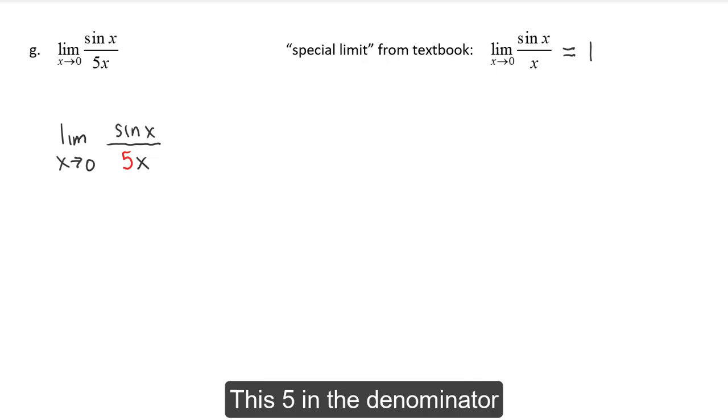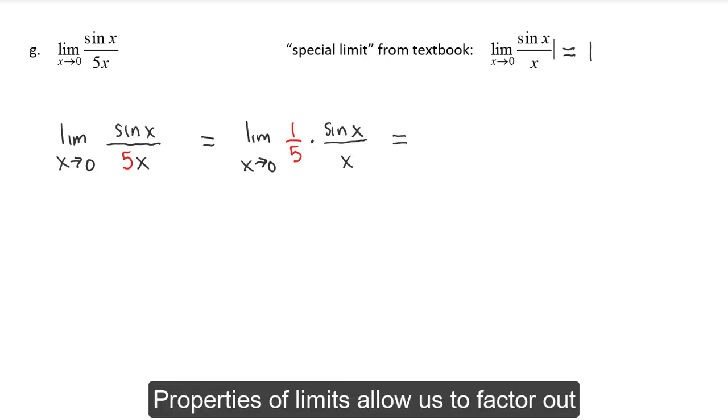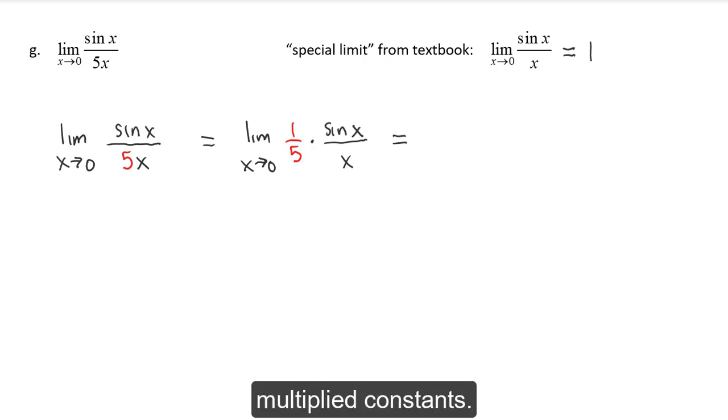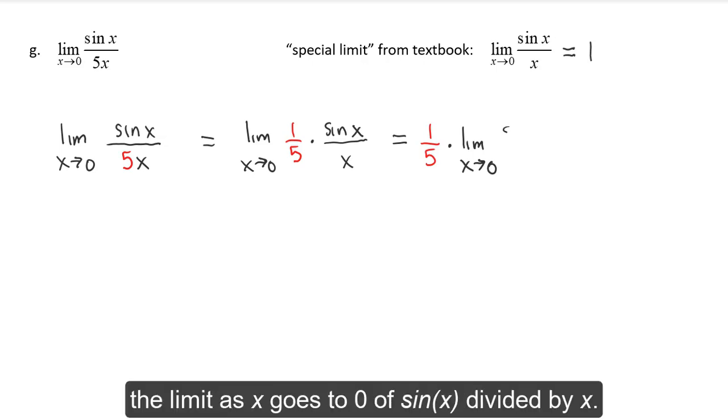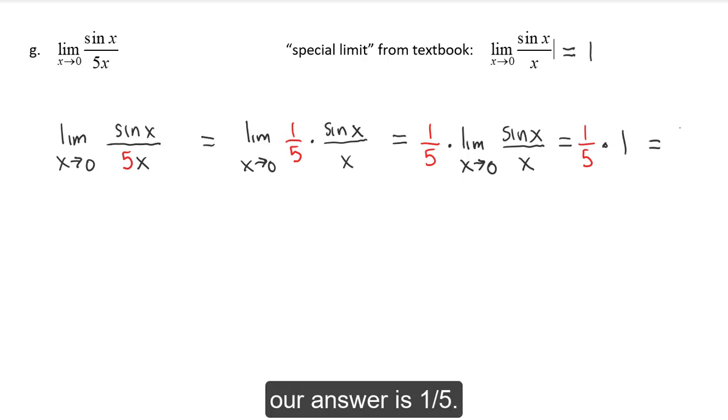This 5 in the denominator is equivalent to multiplication by 1/5. Properties of limits allow us to factor out multiplied constants. We have 1/5 times the limit as x goes to 0 of sine of x divided by x. 1/5 times that so-called special limit value of 1. Our answer is 1/5.